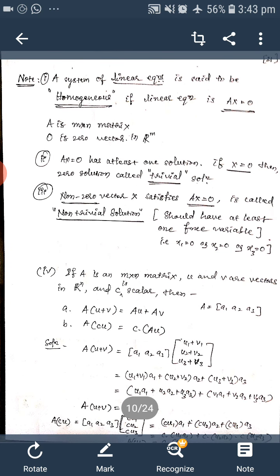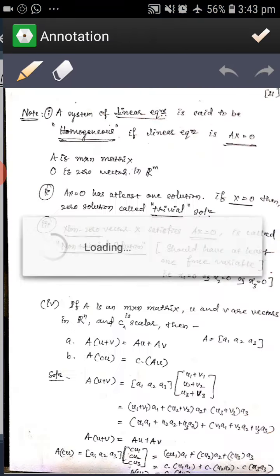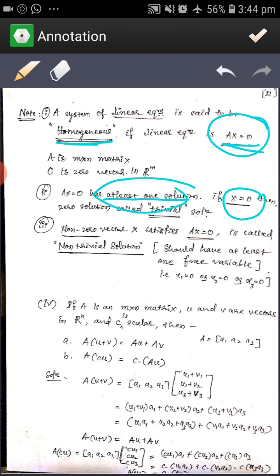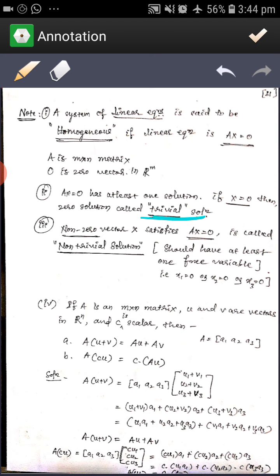The next important point we need to remember: if Ax equal to 0, then we call the system homogeneous. A system is said to be homogeneous if the linear equation is Ax equal to 0, and Ax equal to 0 has at least one solution, namely x equal to 0. x equal to 0 means x1 equal to 0, x2 equal to 0, x3 equal to 0, if there are 3 variables. That solution we call a trivial solution.